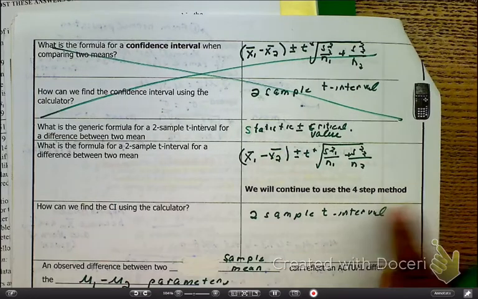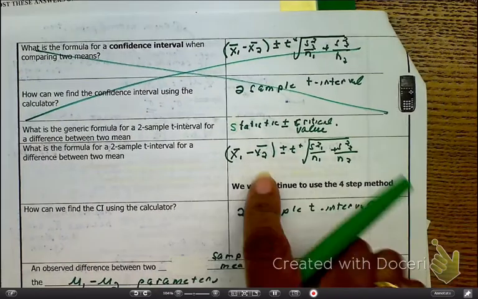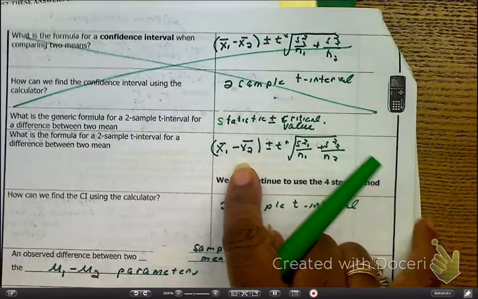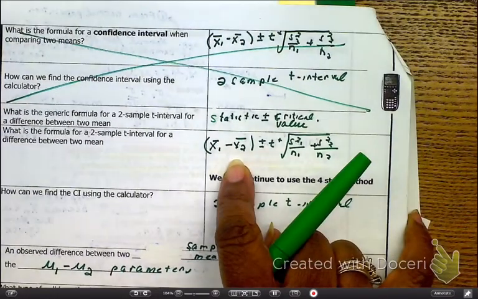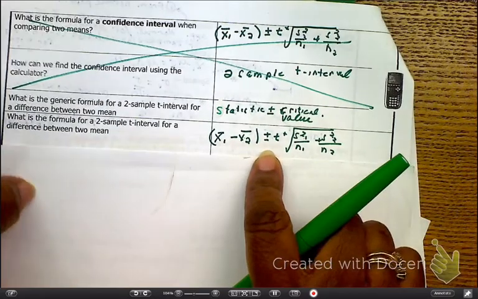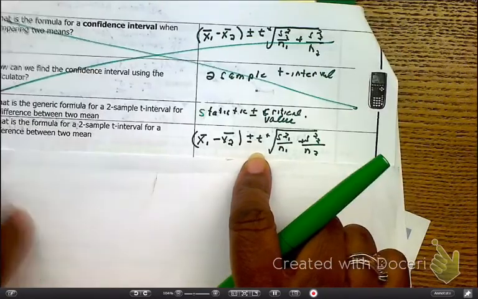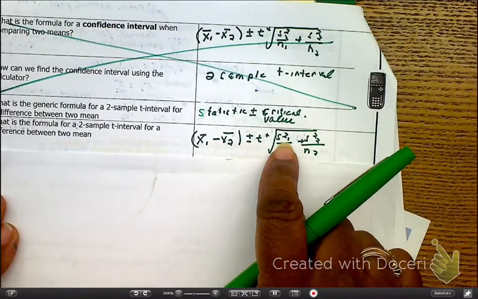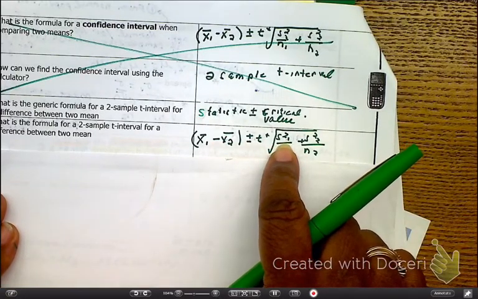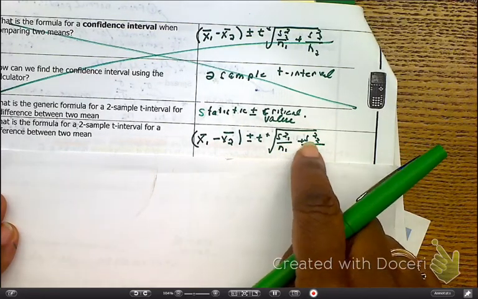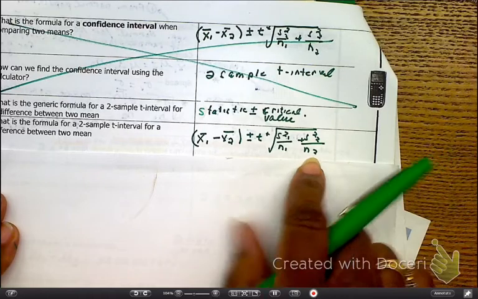of two means? Now, as we can see here, we can refer to the brown sheet, but we're going to look at this. This is going to be the difference of your two means plus or minus T star, because remember this is a T test, times the square root of your variance, because remember variance is S squared, sub 1 over the sample size of the first group, plus your variance for the second group over the sample size of the second group.